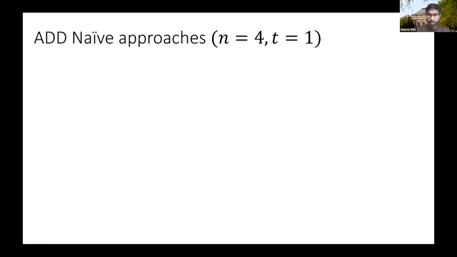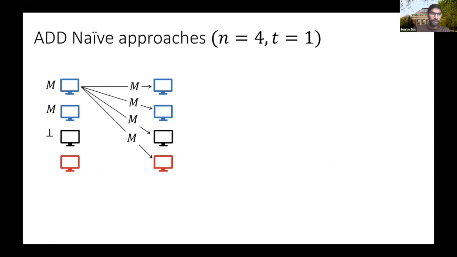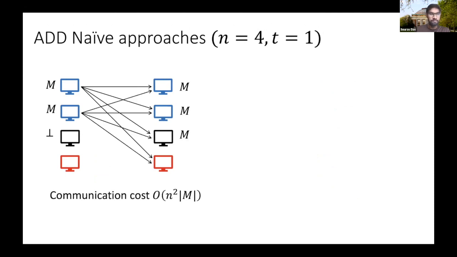Let's first look at some naive approaches with n equals 4 and t equals 1. Two nodes start with the message. We require that at least t plus 1 honest nodes start with the message, so t plus 1 will be 2. One primitive we can have is that all honest nodes who start with the message send the message to everybody so that everybody can output. But it has a communication cost of n squared times |M|, which is too high for us.